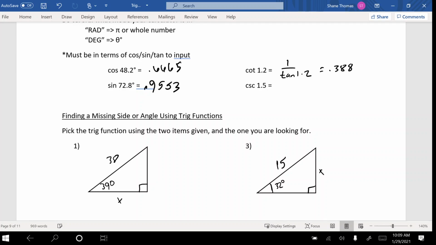All right. Last one. Cosecant. What's the cosecant going to be? What's the reciprocal identity? 1 over the sine. Yep. Go ahead and try that one.